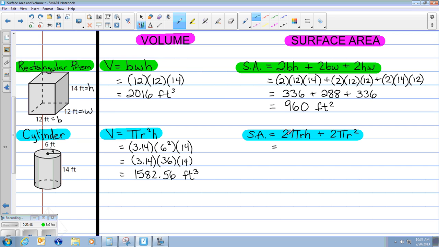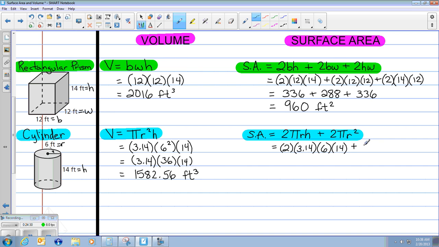Okay, so now we just start substituting in the values that we know. We've got 2 times pi times r times h. So that's going to be 2 times 3.14 times r, which is the radius again. Remember that this is r. Whoops, probably should have labeled that last time. And then this one is h, or the height. So r is 6 and h is 14.